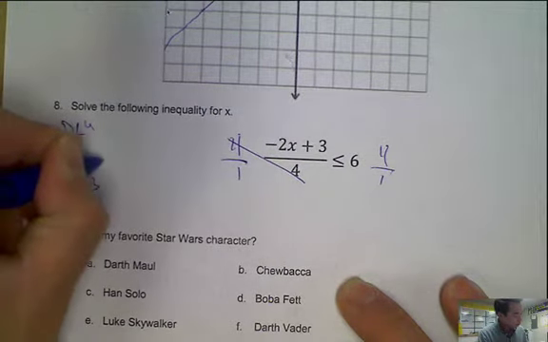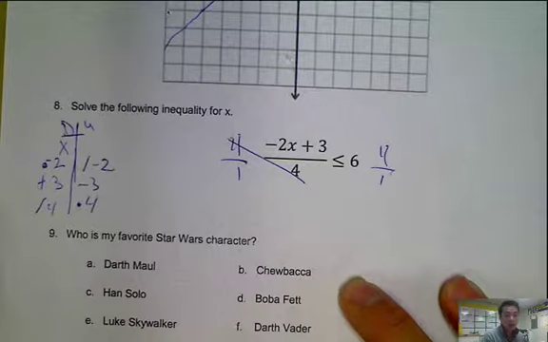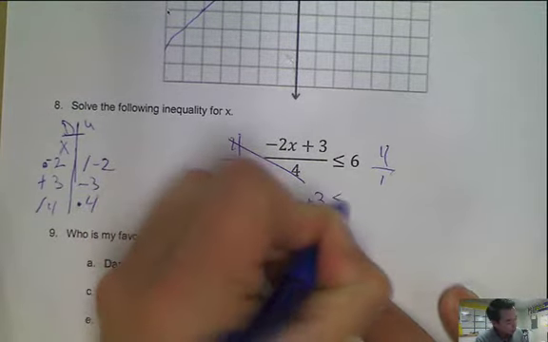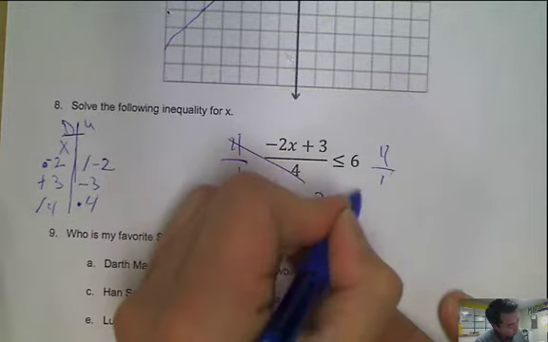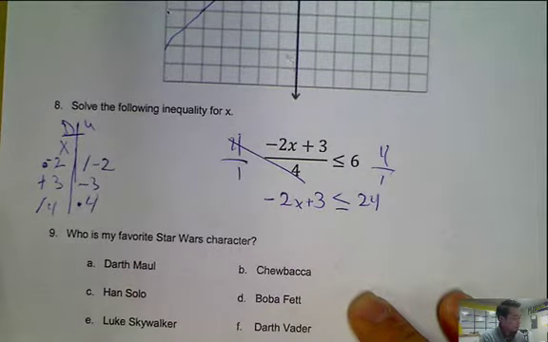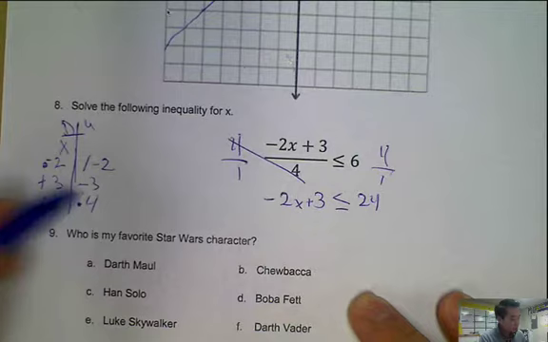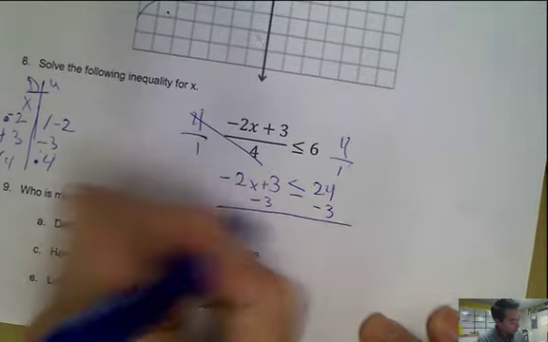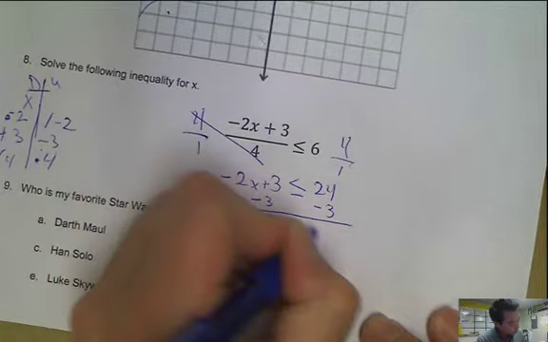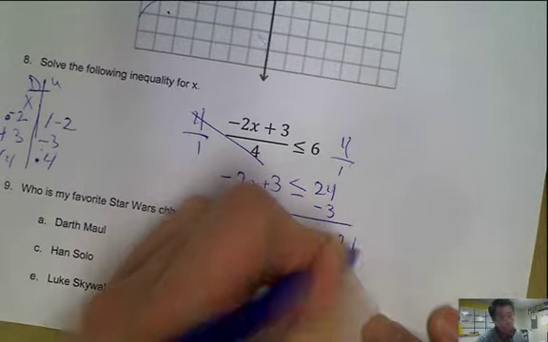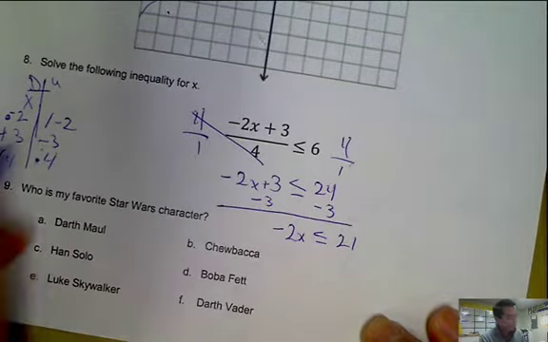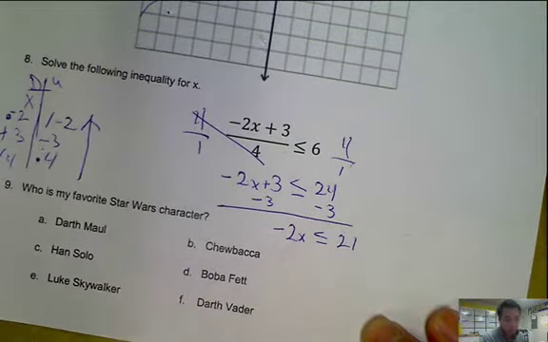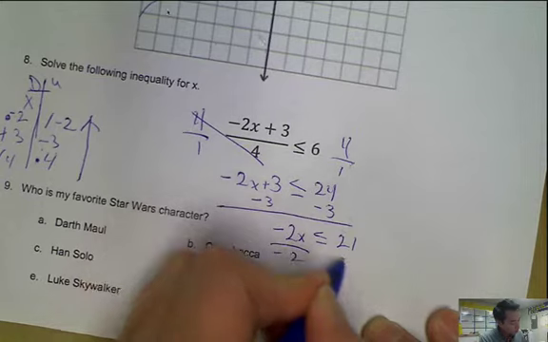I'm just going to go ahead and do all the inverse of those. Now I have negative 2x plus 3 is less than or equal to 24. Next step, following my undo, minus 3 from both sides, or subtract 3. I get negative 2x is less than or equal to 21. Next, divide both sides by negative 2. I'm just following my blueprint here. Divide both sides by negative 2.